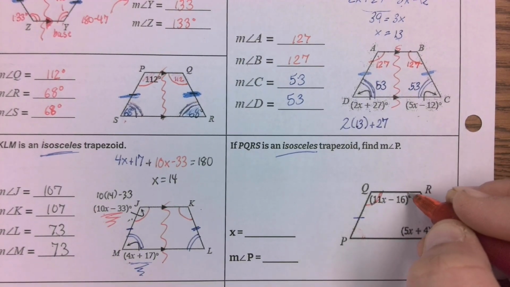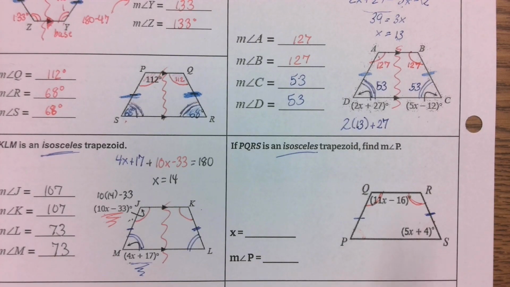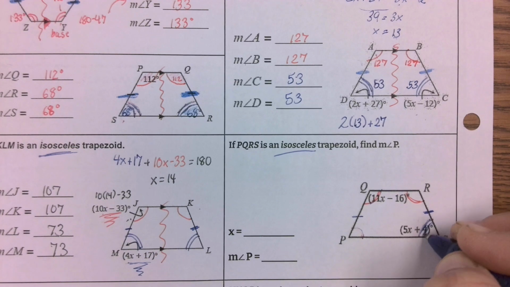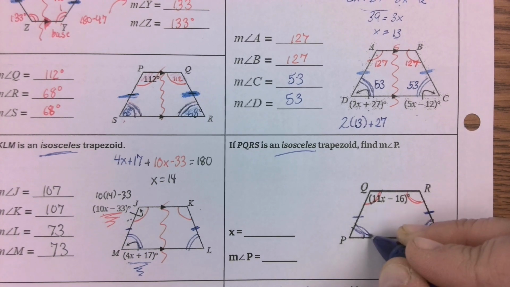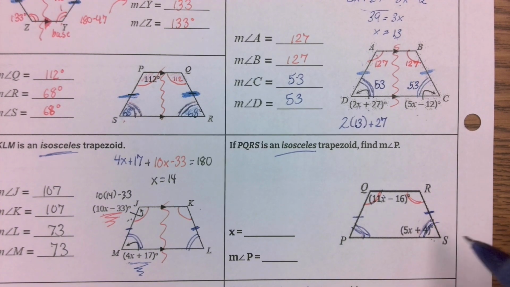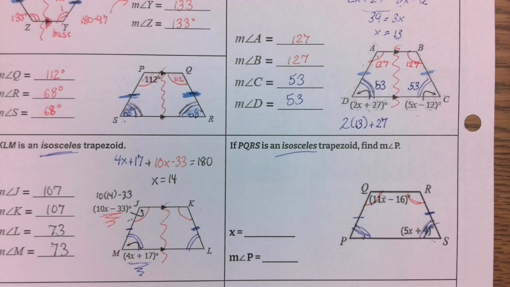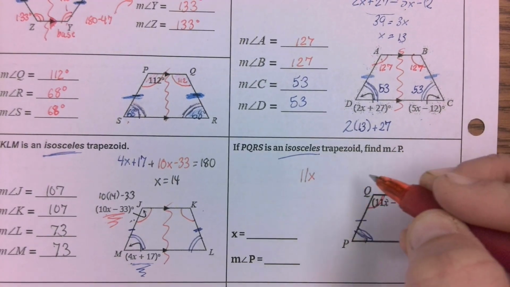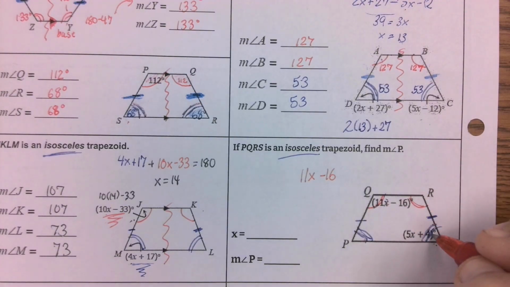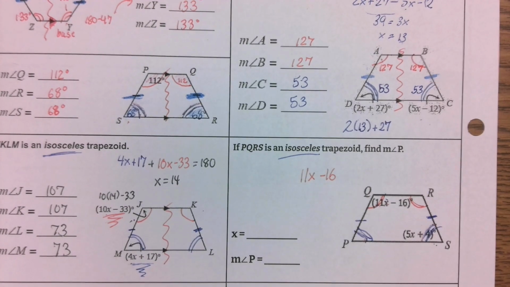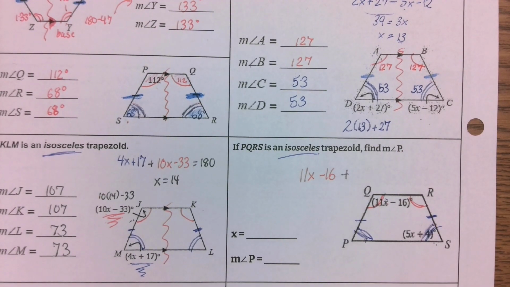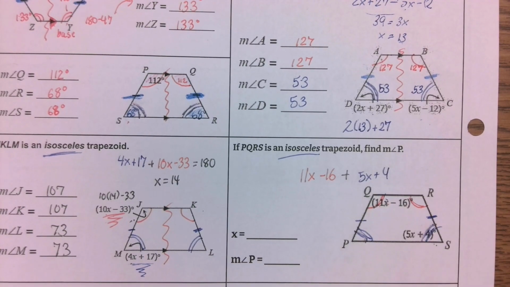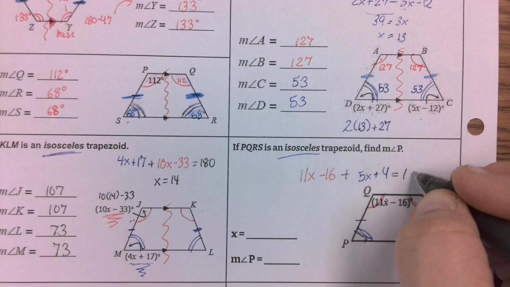Okay, red, red, and blue, blue. So if you notice here, we have one red one and one blue one. We know that one red one and one blue one add up to 180 degrees. So I can say that 11x minus 16, opposite angles are supplementary, plus 5x plus 4 have to be equal to 180.